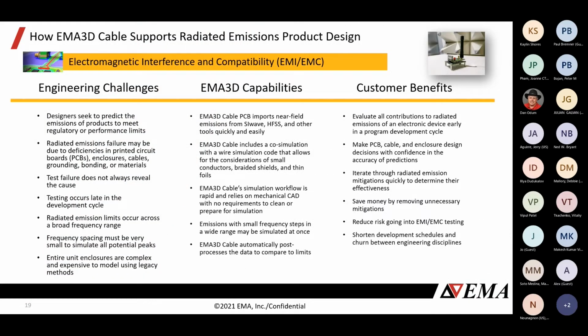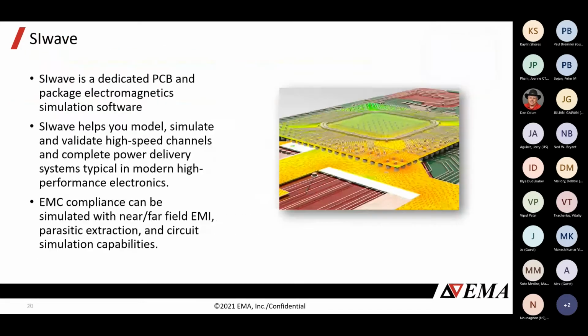Again, the challenge here is our units are complex. We've got PCBs, cables, grounding and bonding of things in that enclosure. The enclosure itself may be complex. There are cables inside the enclosure and outside the enclosure. What EMA3D can do to address those concerns is pull in the PCB simulation from other tools and capture those fields. Then we can add the complexity of the enclosure and the cables with the least amount of analyst effort in the marketplace. That means you go from getting the mechanical CAD to getting a running simulation in the least amount of time possible. The benefit is we're able to predict the radiated emissions early in our program and hopefully reduce our cycle.